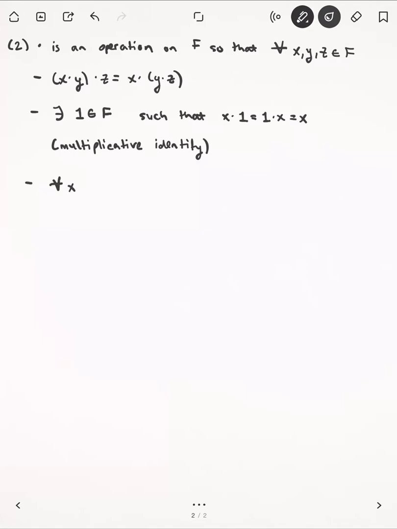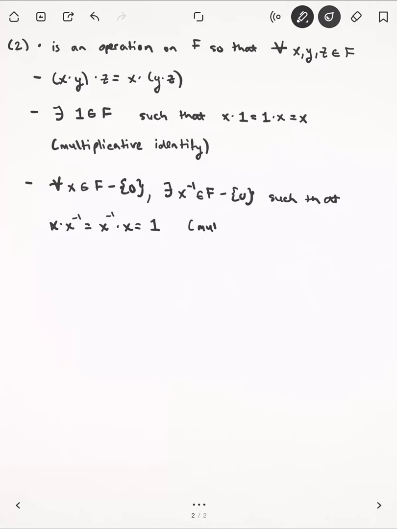For all x in the set, not including the additive identity, there exists an element in F, the inverse of x, such that x · x⁻¹ = x⁻¹ · x = 1, the multiplicative identity. And so this is the multiplicative inverse. And lastly, we have that multiplication is also commutative.